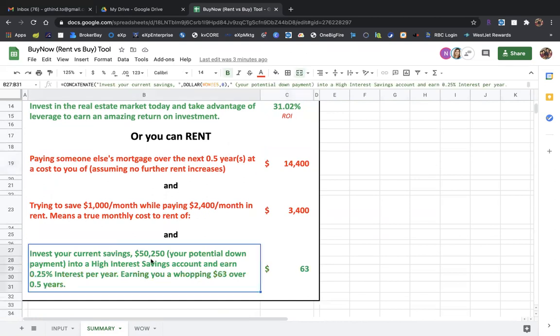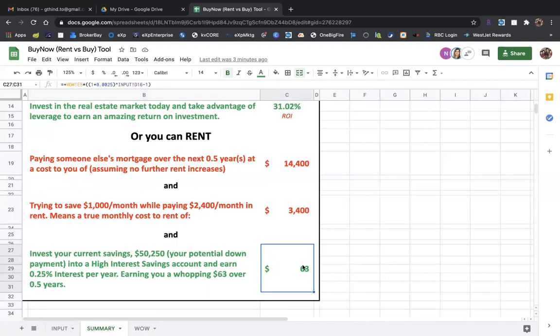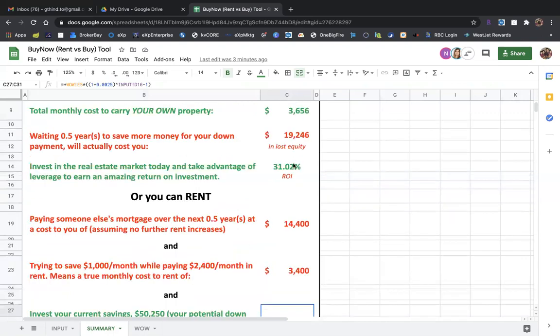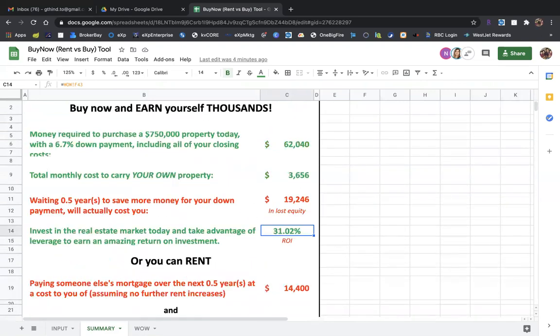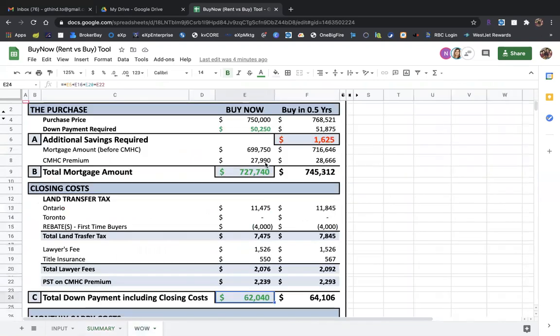And that money you already have sitting in the bank for your down payment, these high interest savings accounts at the bank, they don't earn anything. You're going to make a whole $63 on that. Why not make 31% on that money now? That's it. I'm buying now. You're buying now? Awesome. And here's the thing, guys, I don't push them. I've educated them on their options.